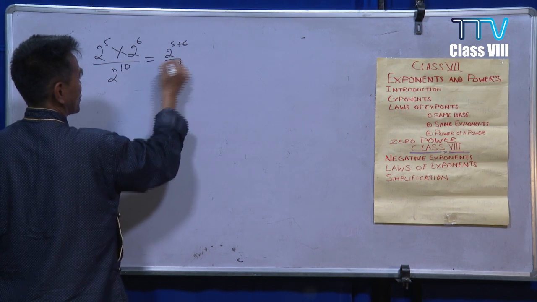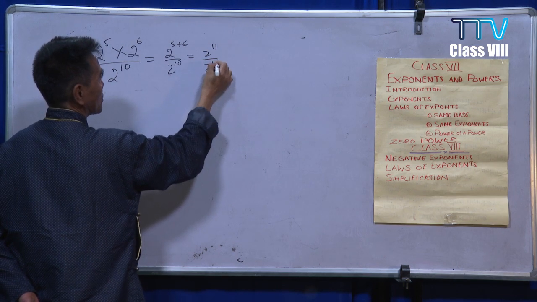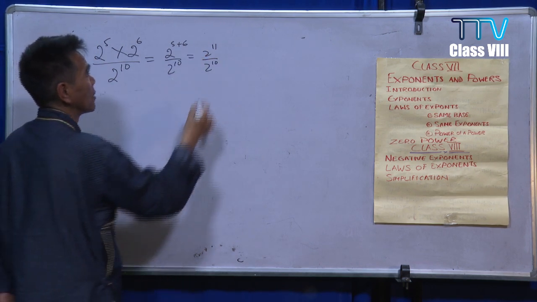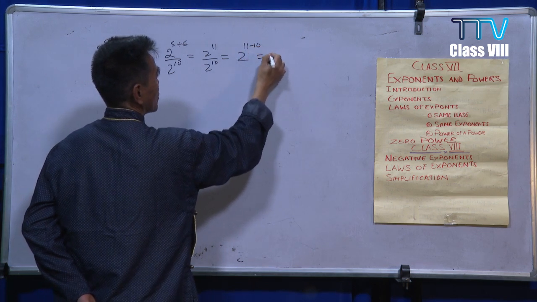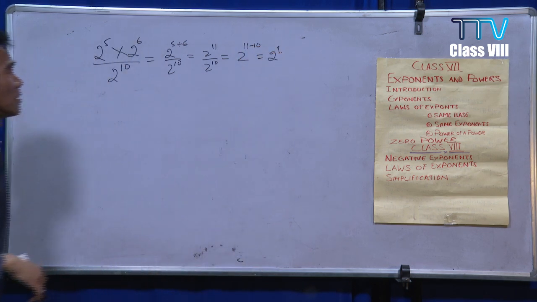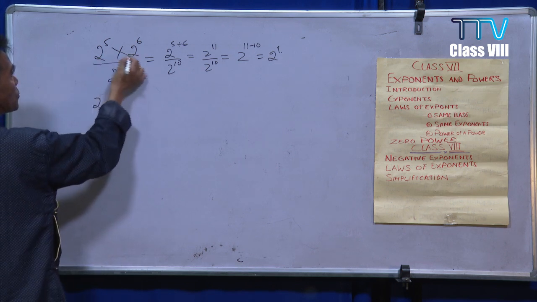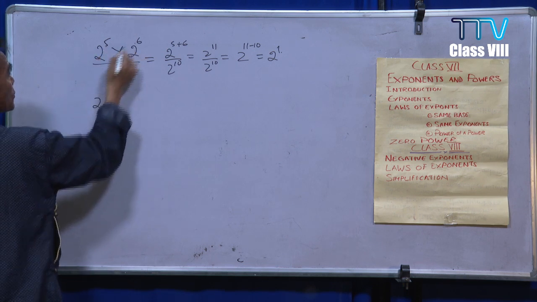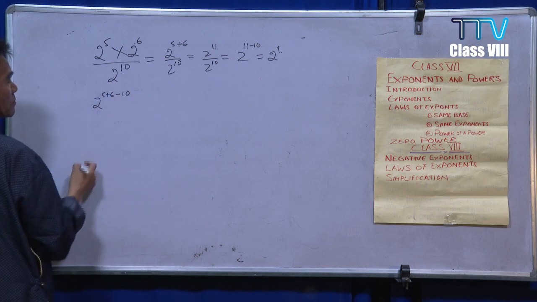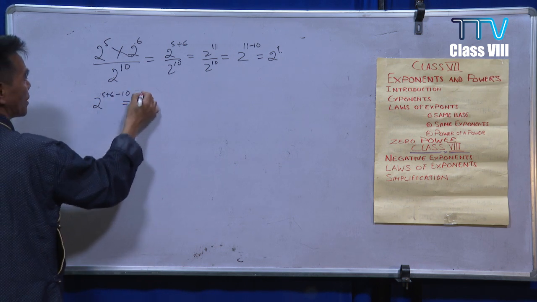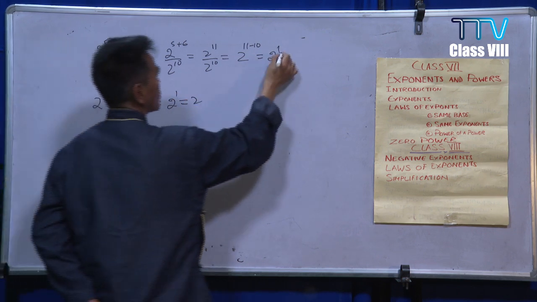Here we have 2 to the power 10 and 2 to the power 11 divided by 2 to the power 10. For division also, the base is common, with power 10. The base is 2 and for multiplication the powers add; for division the powers subtract. This is 2 to the power 11 minus 10, which is equal to 2 to the power 1, which is equal to 2.